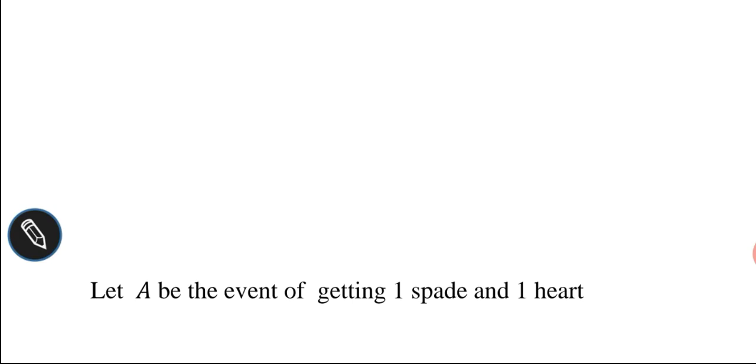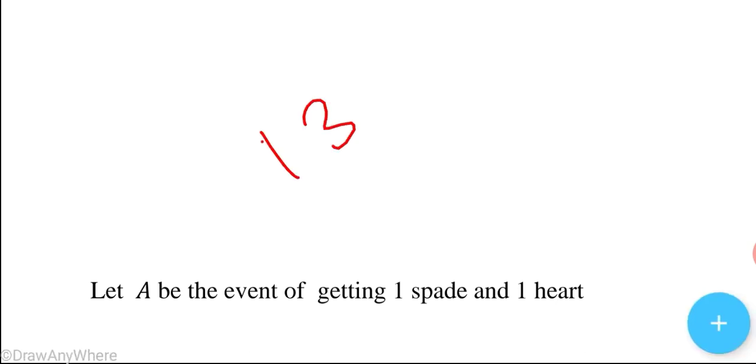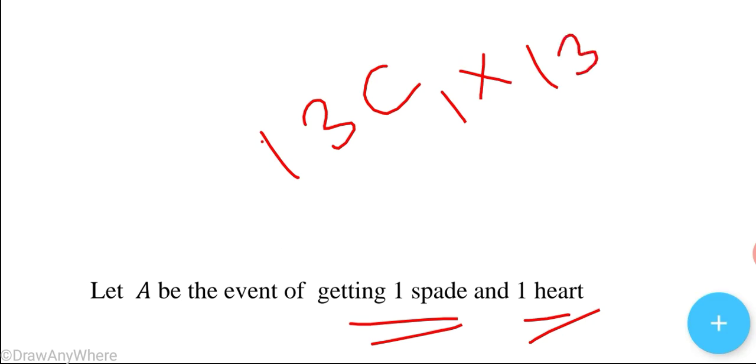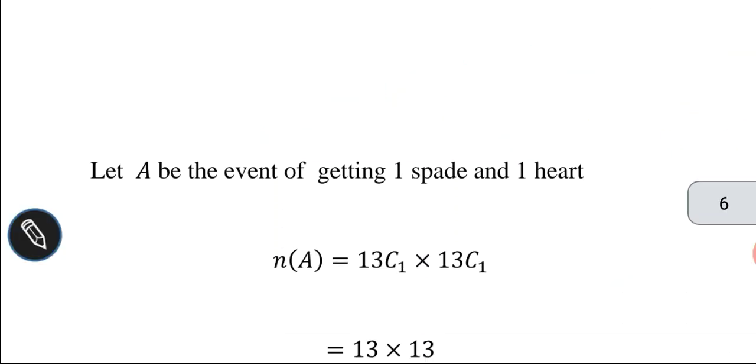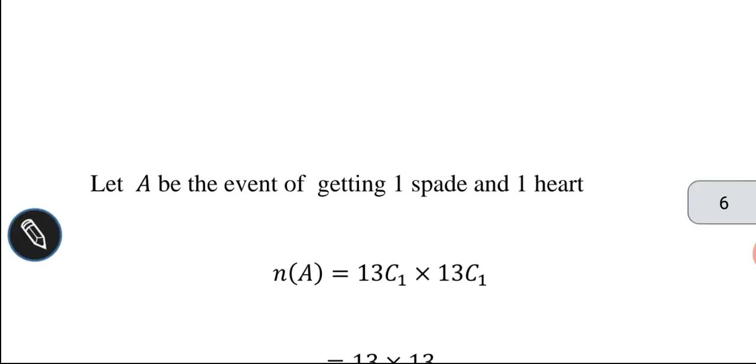Let capital A be the event of getting one spade and one heart. Totally there are 13 spade cards, so getting one spade means 13C1, and for one heart, there are 13 heart cards from which we are going to draw one card. So getting one spade and one heart means 13C1 into 13C1. So n of A is equal to 13C1 into 13C1.